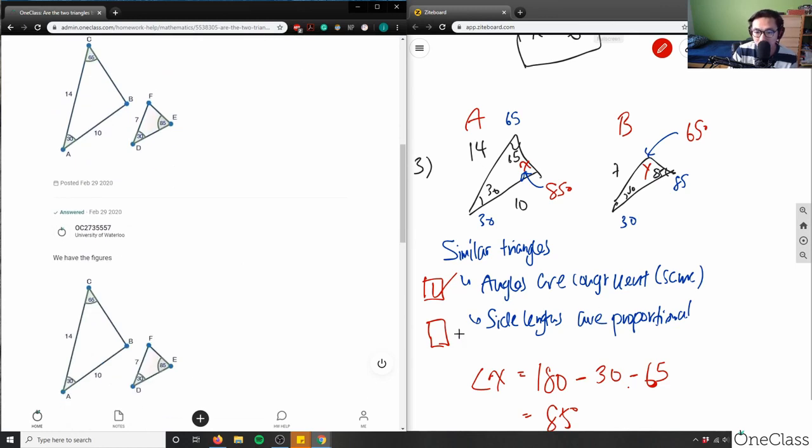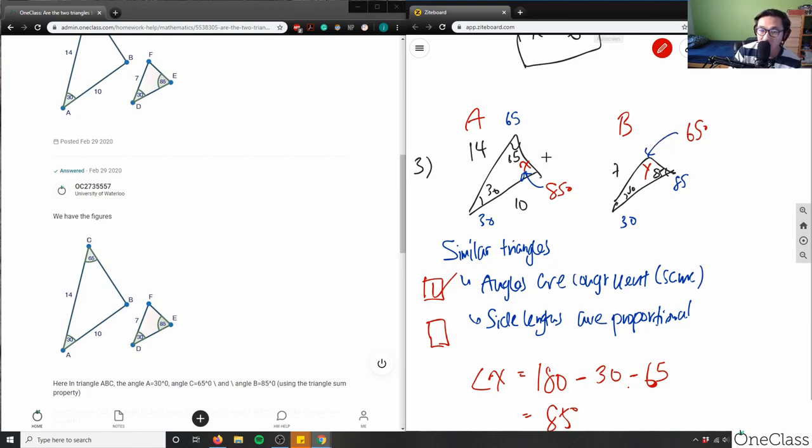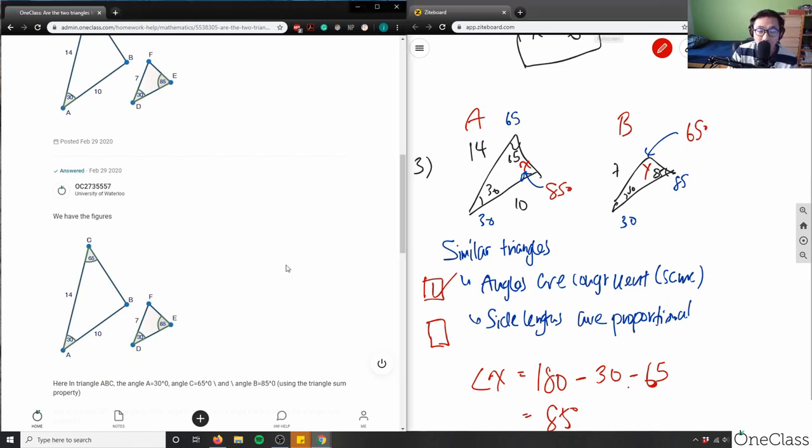And we have to talk about the sides here. Are side lengths proportional? Here I have a length of 14 and a length of 7. So this here is proportional, because I can say that triangle A is double the side length of triangle B. 14 is double 7, 7 times 2 equals 14. So the side lengths are proportional in this case.